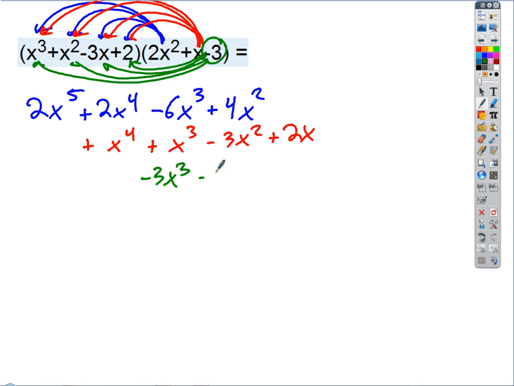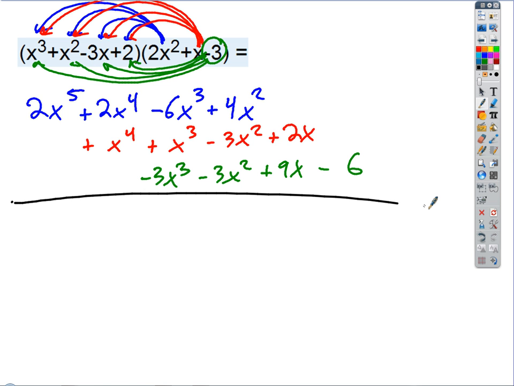Negative 3x squared, positive 9x. Get those, and see that's an easy mistake to make, putting a negative instead of a positive there. Six. And then negative 6. Okay, all I gotta do is just add those up.